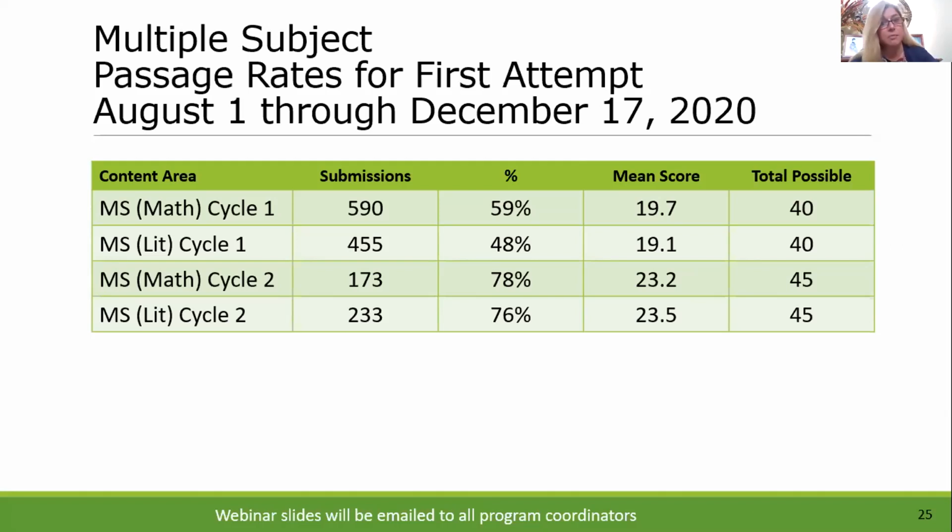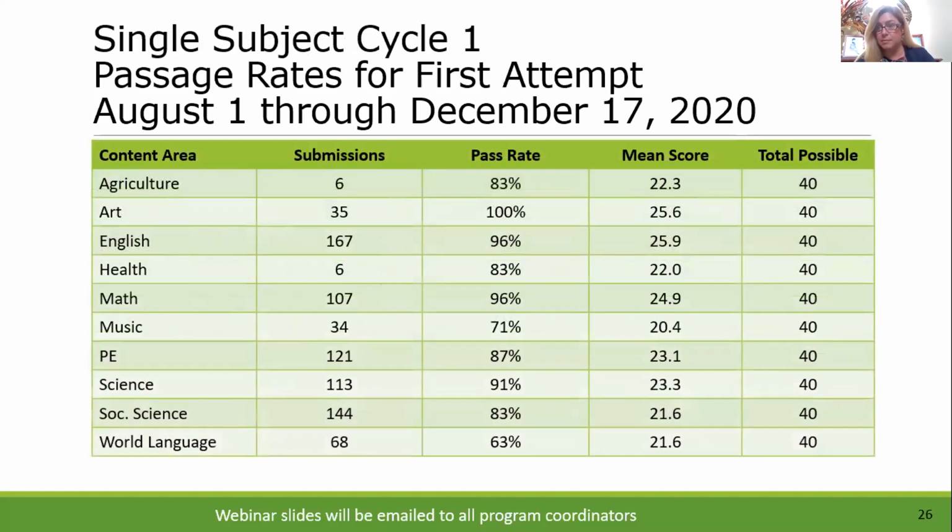And then the next column, you can see the mean scores. So 19, as you know, is our cut score for cycle one, and cycle two is 21 points. So you can see the mean score is above that cut score for cycle two, and just very close for cycle one. All right, next slide, please.